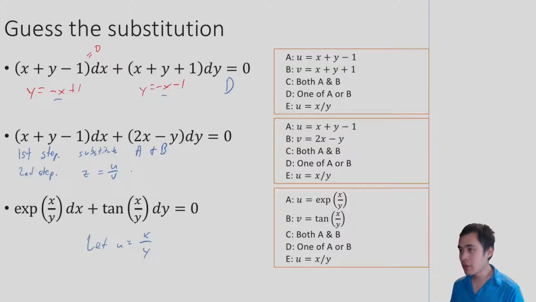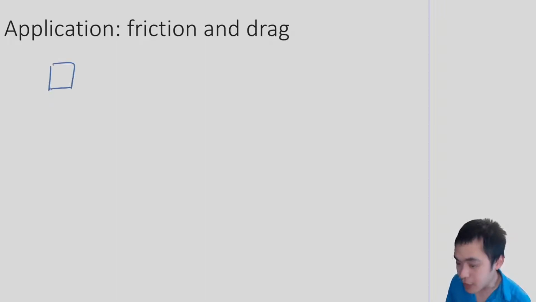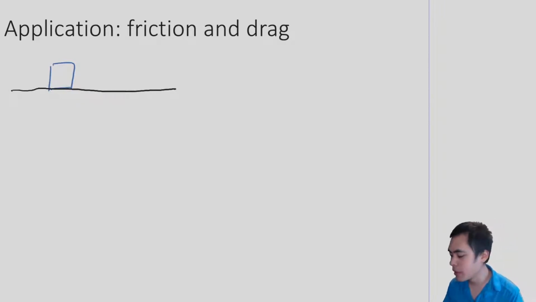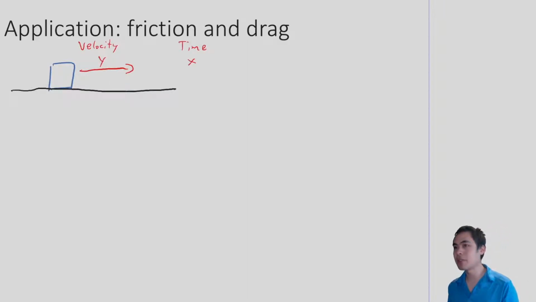So we guess the substitutions here. Let's finish off this part of lecture with an application, since we've been stuck in math land for a while. Let's suppose we have a box. We're not pushing it. The box is sitting on some line, and it has some velocity y. And let's say that we have time x. So we're just going to use the standard set of variables, and we're going to figure out how quickly this thing moves, or what speed it has.